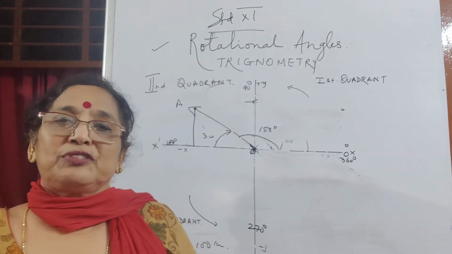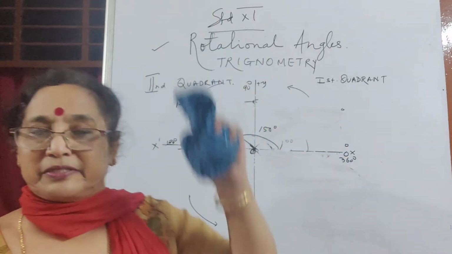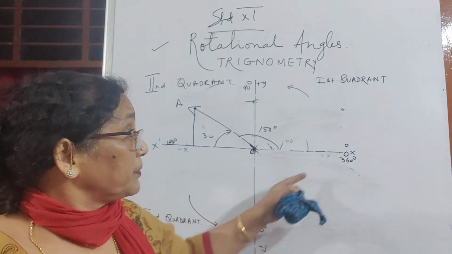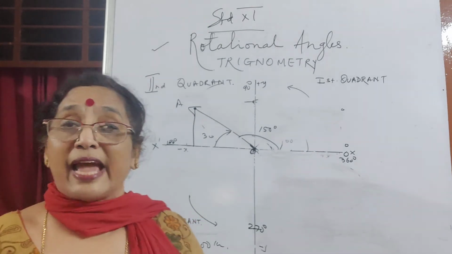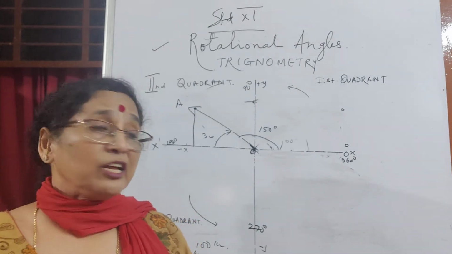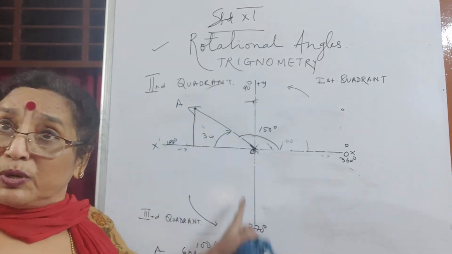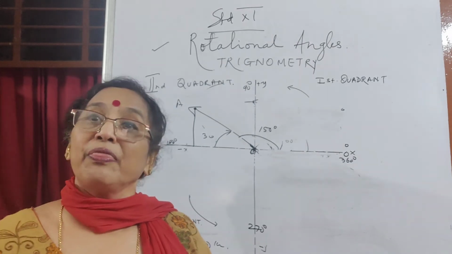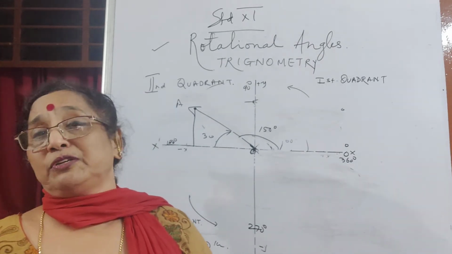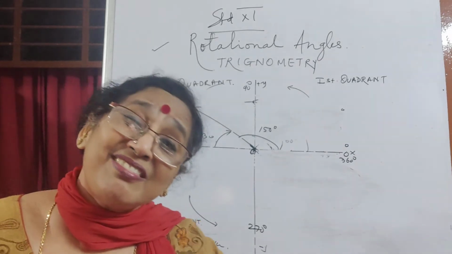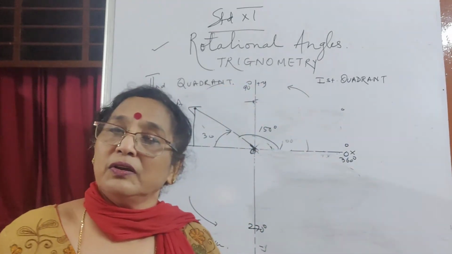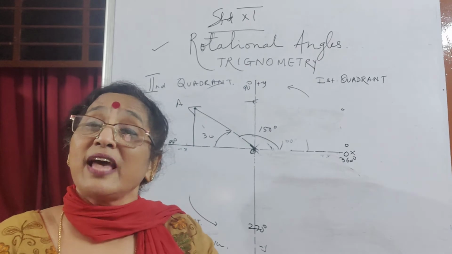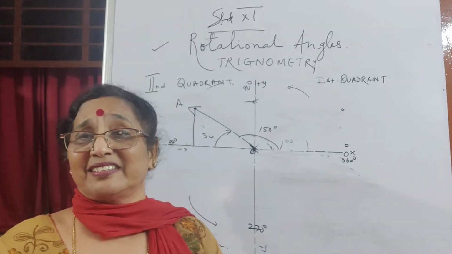It's more sensible to say that I am 135 degrees anti-clockwise. It is more sensible to say I am 30 degrees downwards. I am 30 degrees from the reference line. I am not talking of the vertical line. I am going clockwise 30 degrees. It is more sensible to say 30 degrees than to say 330 degrees anti-clockwise. You understand? Clockwise 30 degrees is the same as anti-clockwise 330 degrees.